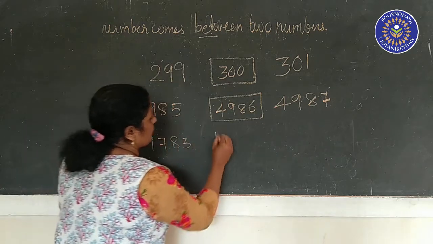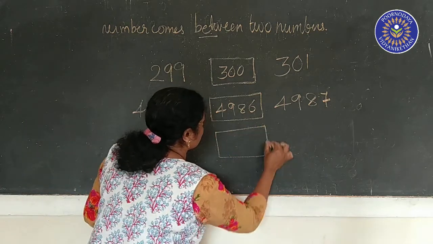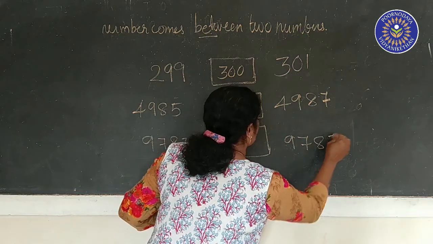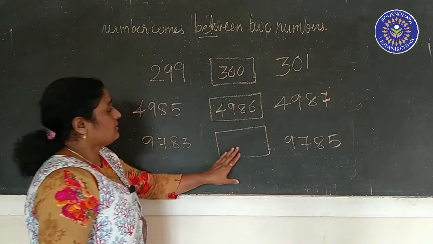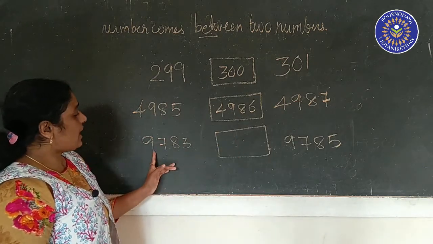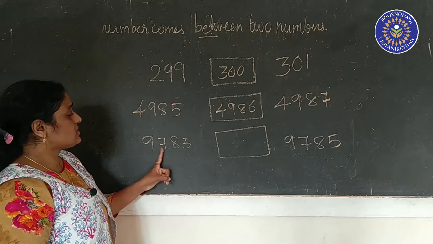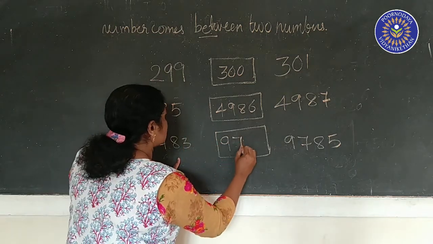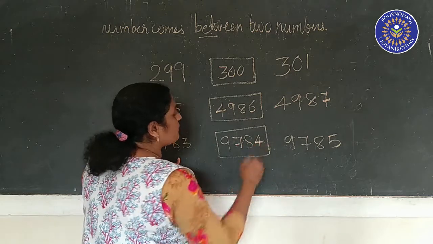One more example. 9783 dash 9785. For getting that missing number, we should add 1 to this number, 9783. If we add 1, we will get 9784.